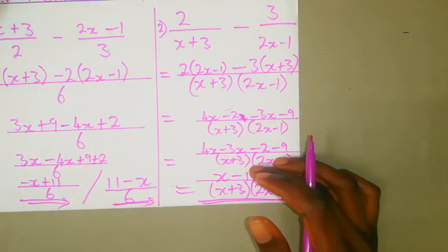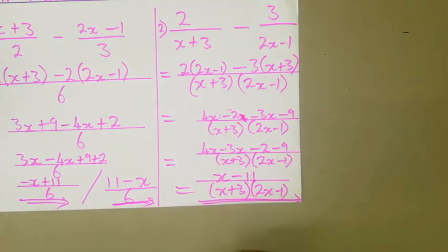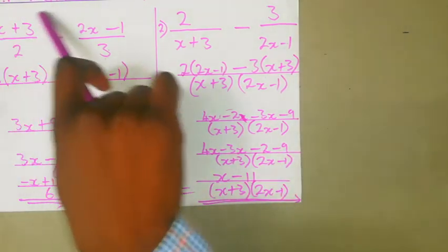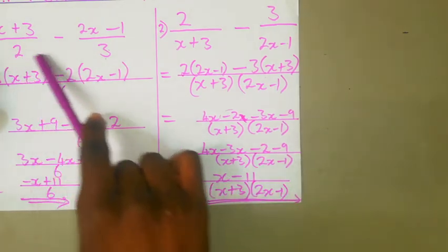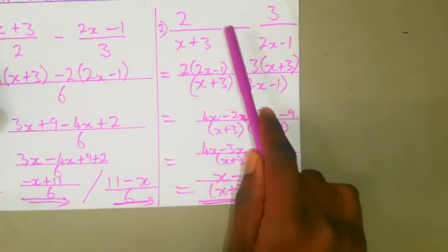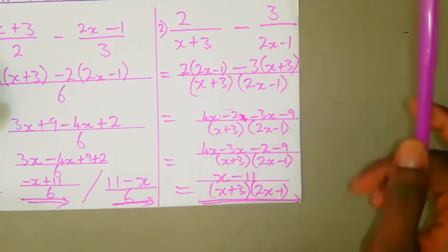So let me take you to the last example. I've given you this format and this format. The first format contains integers as our denominators. The second format contains expressions as our denominators. Then I'm taking you to the last example before we proceed using our question papers.